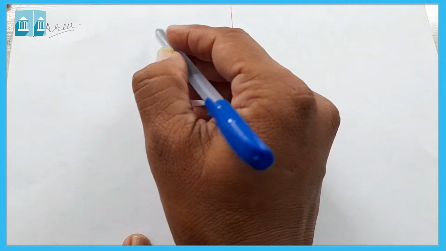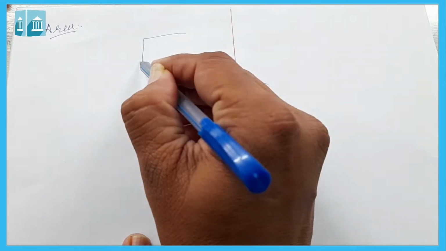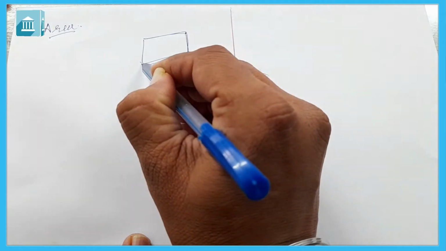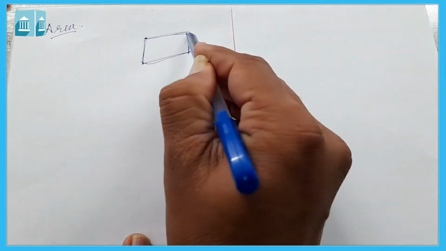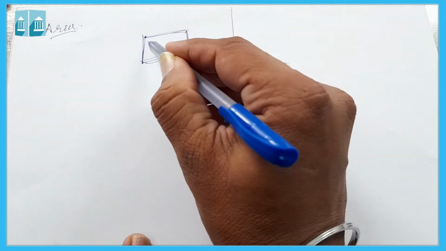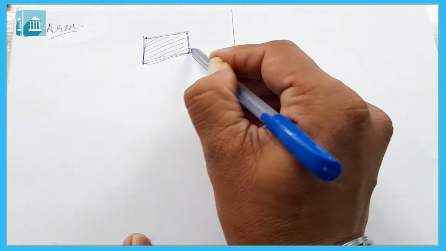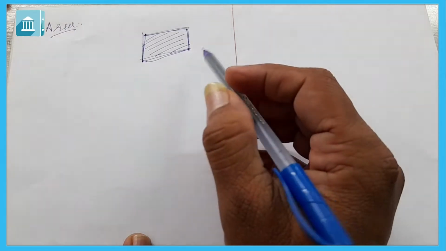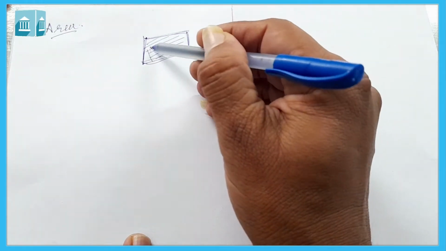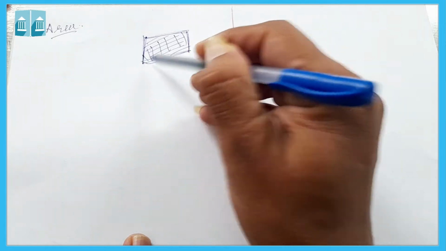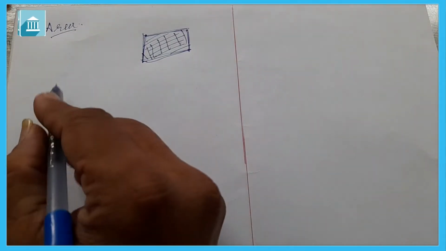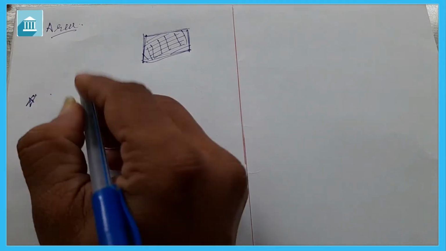Now when we learn area, let us see first what is area. In perimeter we had learned that the outer boundary of any figure is known as perimeter. Now area is the surface covered by any figure. Or we can say that the amount of surface enclosed by a closed figure is known as area. Now let us see the area of irregular shape.